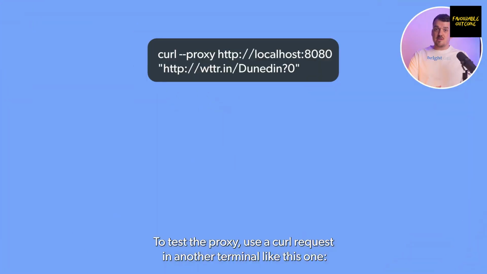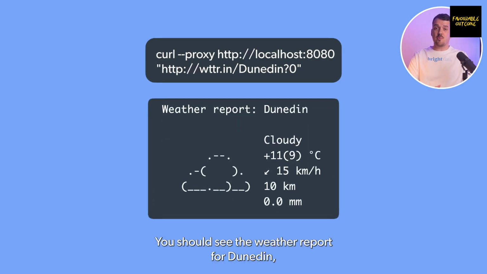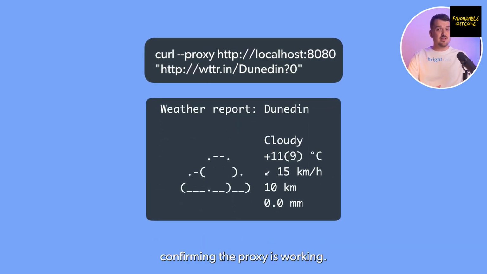To test the proxy, use a curl request in another terminal, like this one. You should see the weather report for Dunedin, confirming the proxy is working.